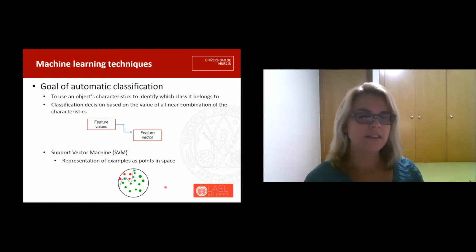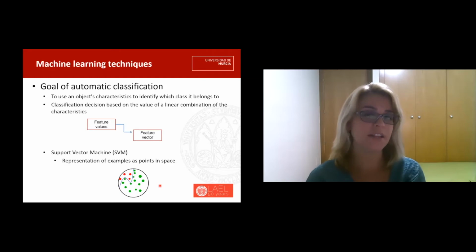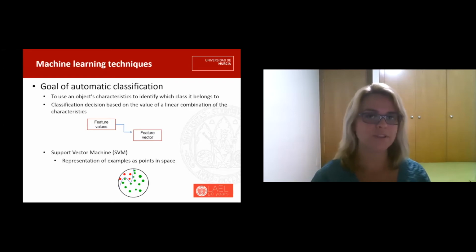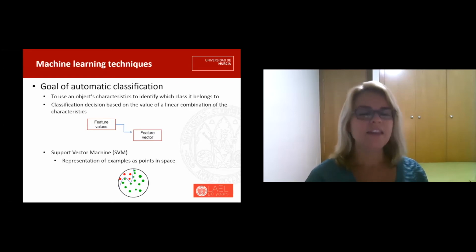This technique has been successfully applied in many text classification tasks, not only in forensic linguistics, of course. And I think it's worth noting that an object's characteristics are also known as feature values and are typically presented to the machine in a vector called a feature vector.